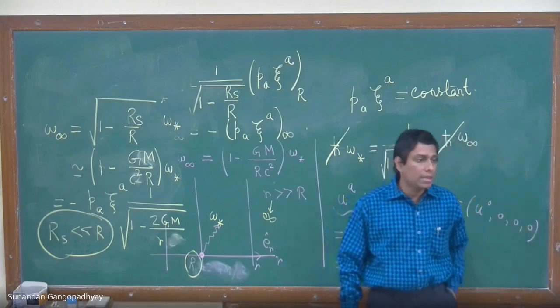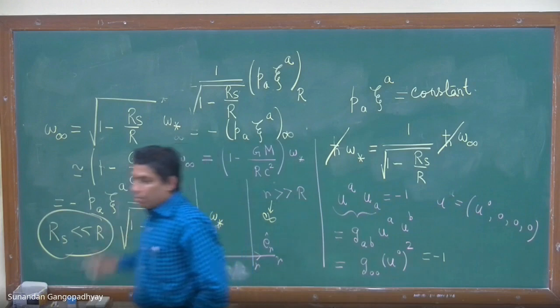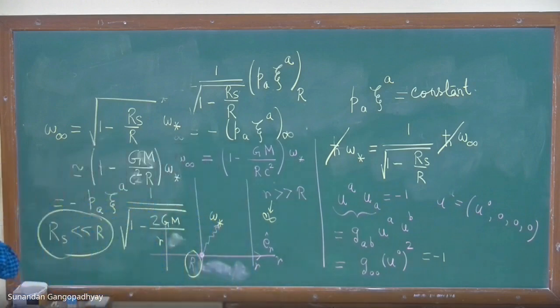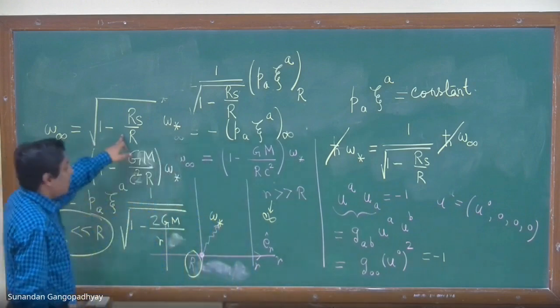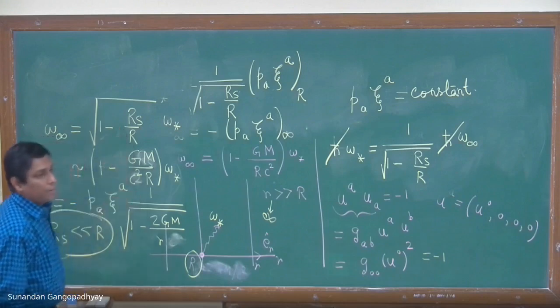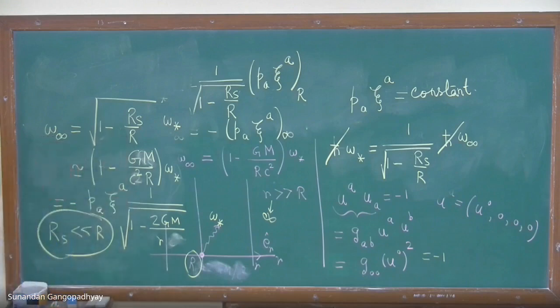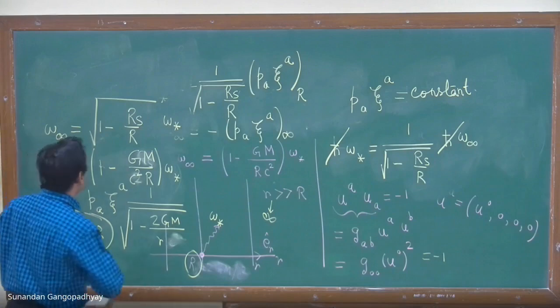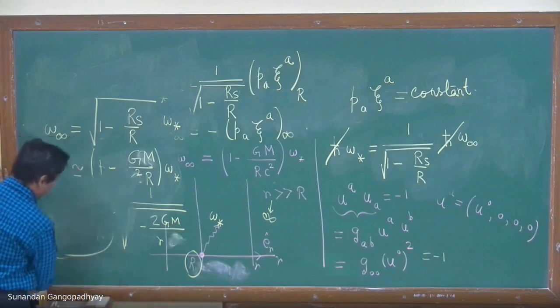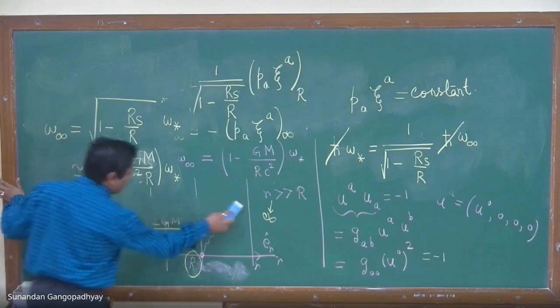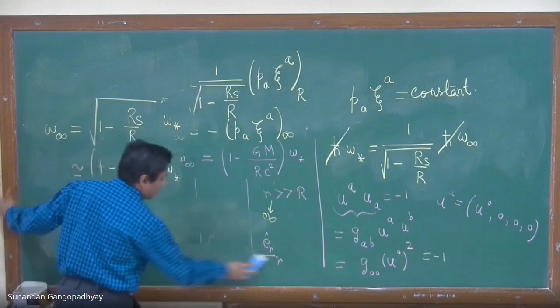It should be consistent. So if you work out from a more fundamental theory, which is Einstein's theory, you get the exact result, and which reproduces the approximate result in the appropriate limit. So this tells us that everything is fine. And this is all about what I wanted to tell you about the gravitational redshift.